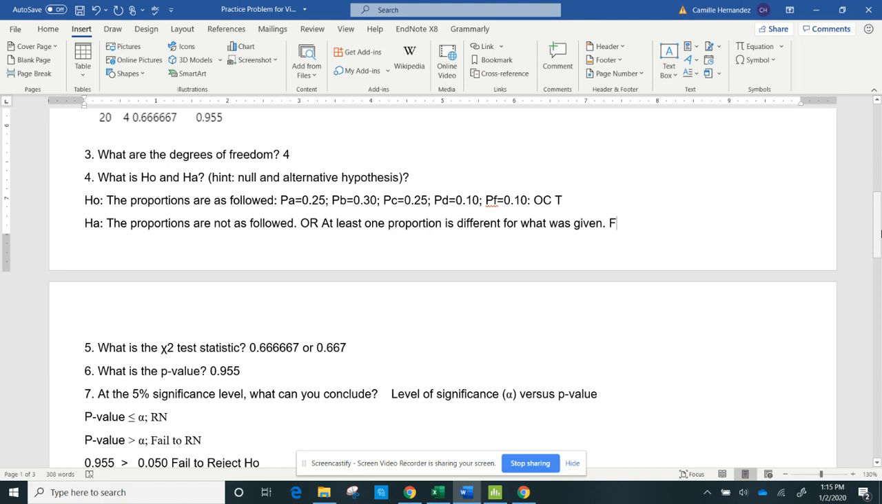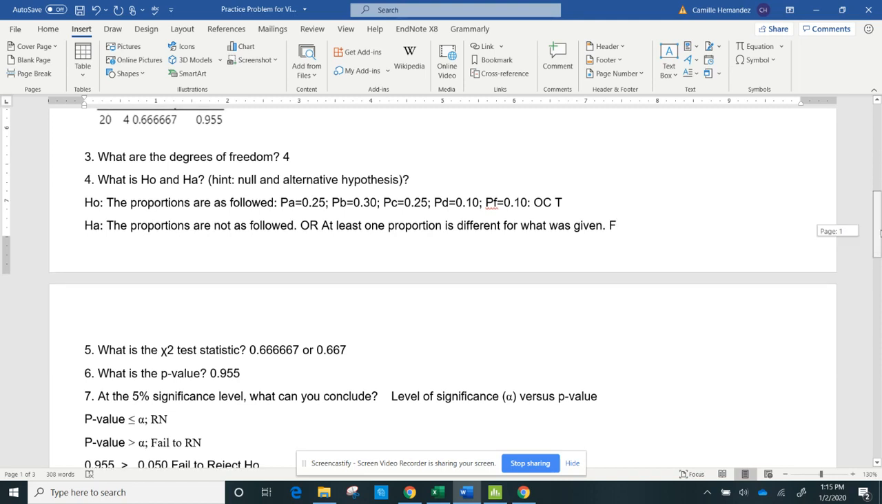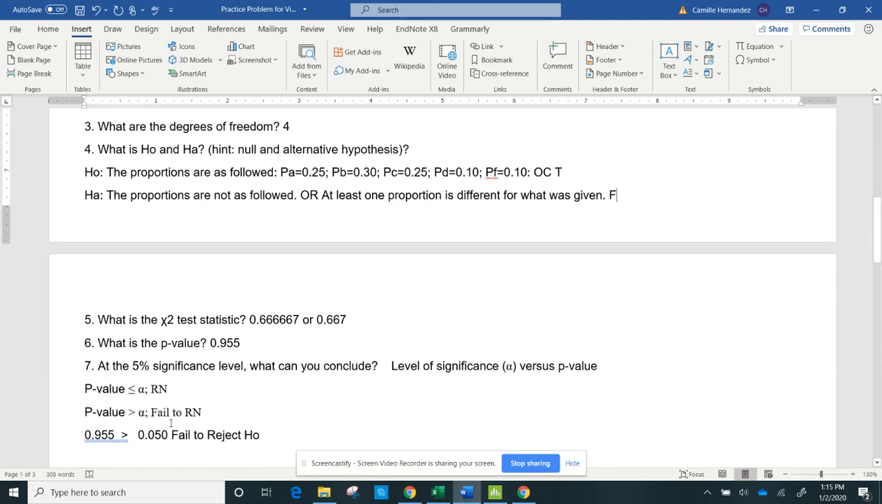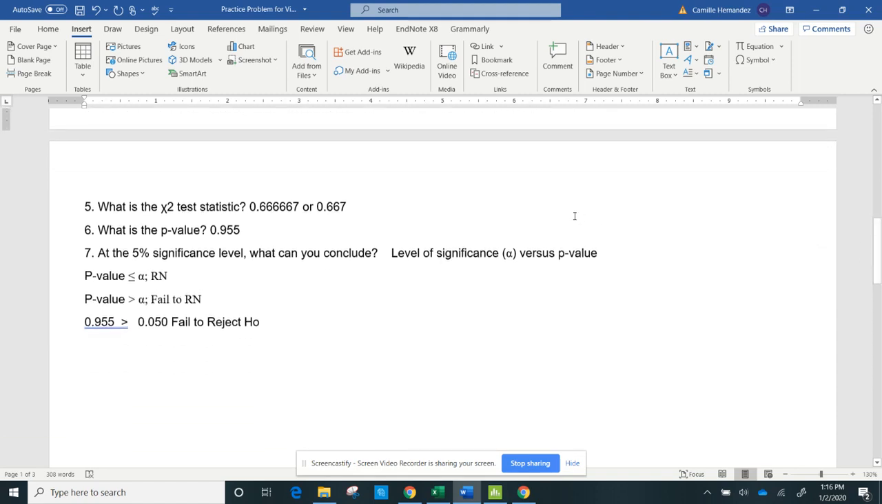So what can I say? That the proportions do follow that. Why? I failed to reject my null, which means I was keeping my null, and my null was the proportions were going to be this, that an A was going to be 0.25, a B was going to be 0.30, a C was going to be 0.25, D was going to be 0.10, and F was going to be 0.10. All right, so I can conclude it.